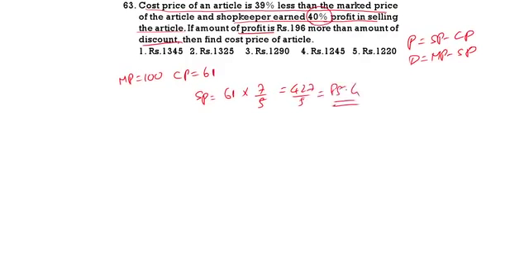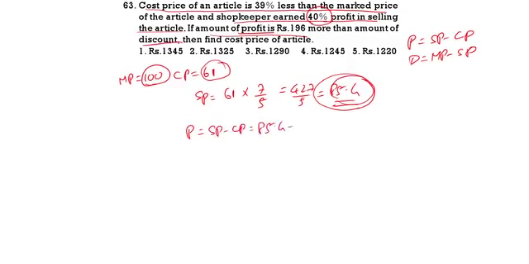Now, the amount of profit is 196. 61 is the cost price. Selling price 85.4. The difference is 24.4. That is equal to 196. Then find the profit is 196 more than the discount. Discount means MP minus SP. MP is 100, SP is 85.4. What is the difference? So profit is SP minus CP. 85.4 minus 61, that is 25.4. Then discount is MP minus SP, that is 100 minus 85.4. That is how much?